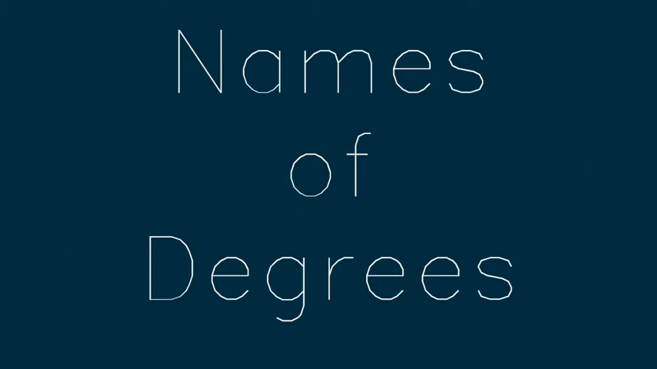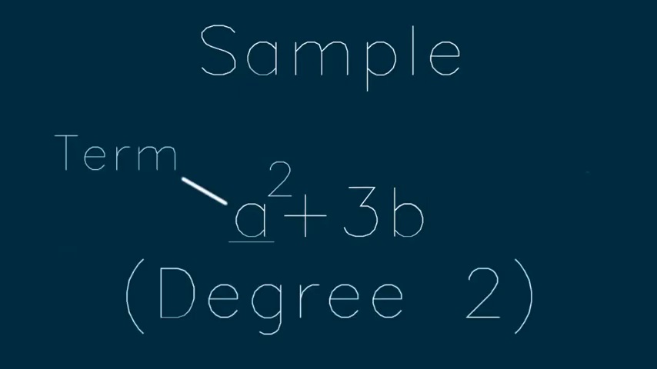Hello and welcome back. Today we'll be discussing what the different names are of the different degrees you have to deal with in algebra. Okay, so let's start off with an example, which is a squared plus 3b. This is an algebraic expression, and the biggest exponent right now is a squared. A has the biggest exponent over here. So that is why we are going to call this a degree 2 expression.